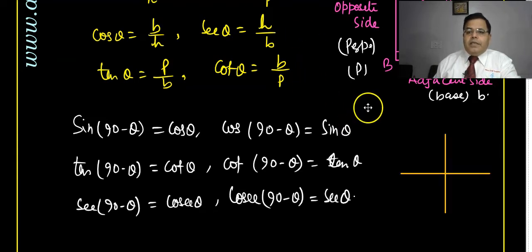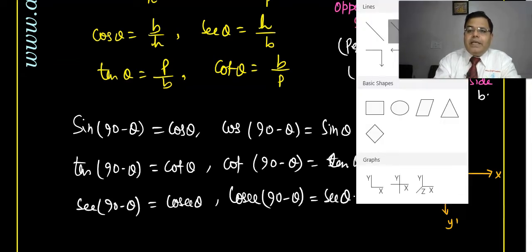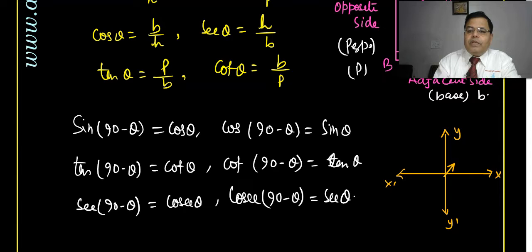So, 90 minus theta is first quadrant. In first quadrant, this is the y-axis, this is the x-axis, this is x dash, this is y dash. So 90 minus theta is an angle lesser than 90 degree. It is less than 90 degree, so it lies in first quadrant. This is 90 minus theta. So if 90 minus theta lies in first quadrant, all of them are positive.